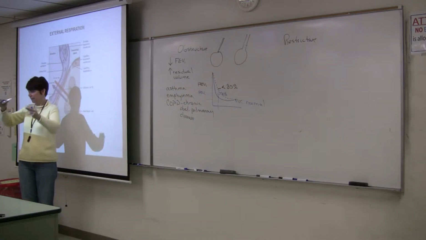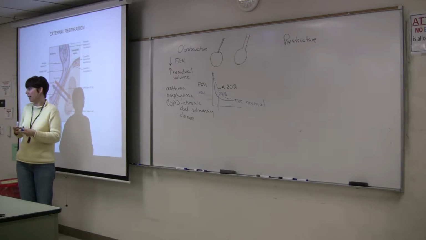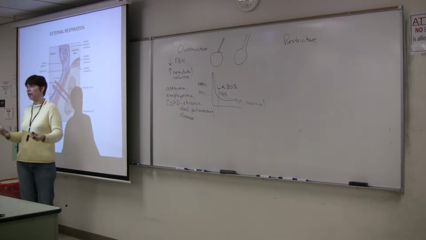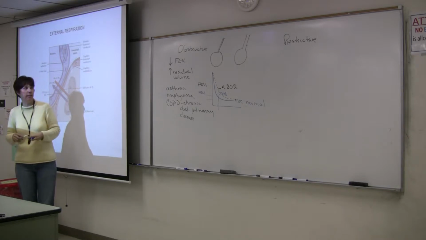Is that clear? Because it takes them so long that at 1 second they haven't blown out as much, but eventually they can blow out the same volume because they haven't lost volume space. It's the airway that's narrow.